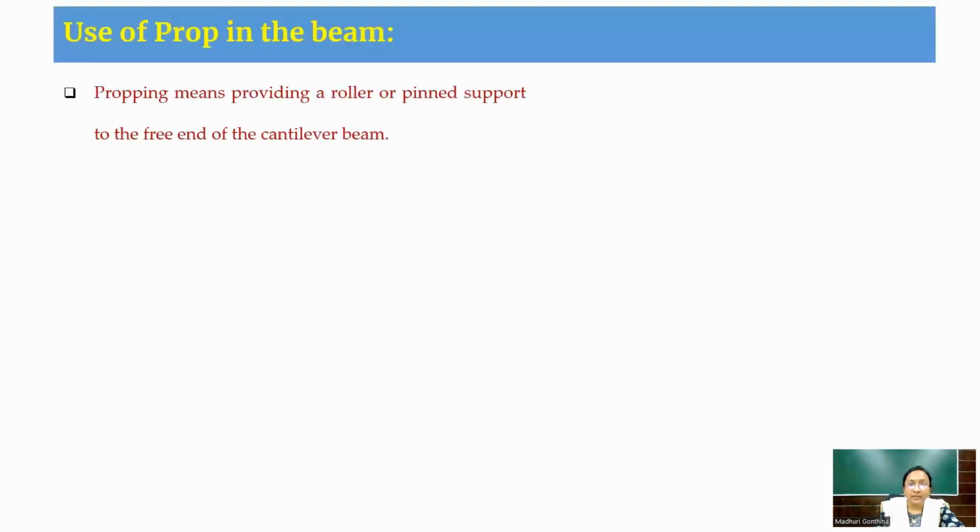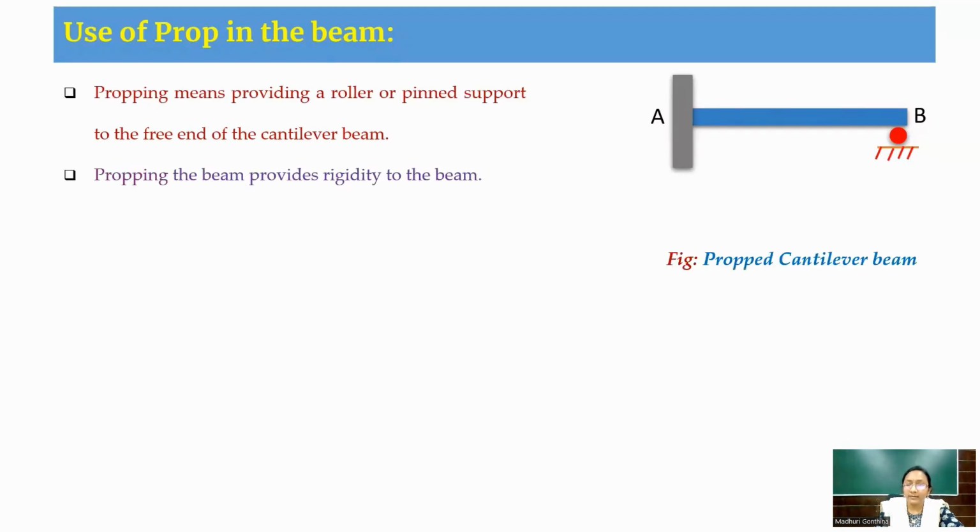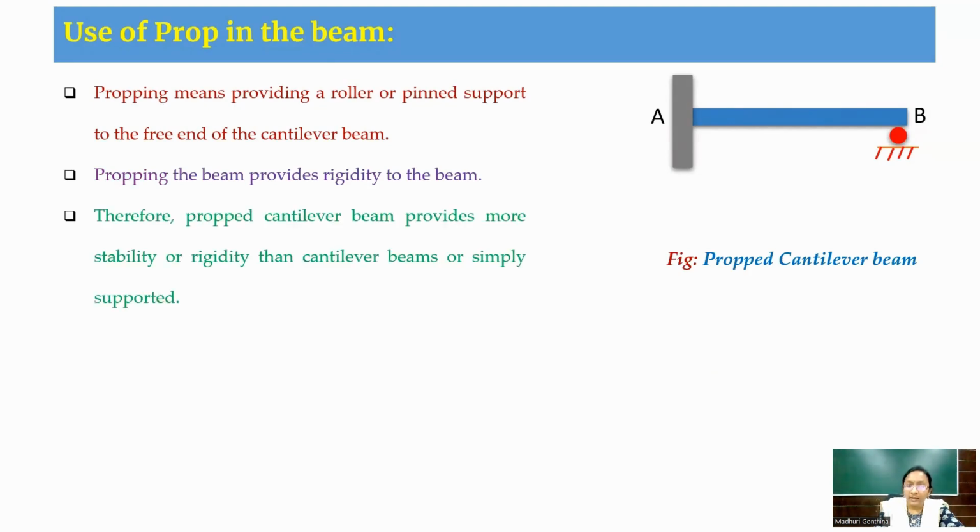Now coming to the next slide, use of a prop in your beam. While considering this proper cantilever beam, you have this prop here at this B support. Providing this prop, or a pinned support as you can call it, is providing something like a roller support to the free end of the cantilever beam itself. Therefore, by providing this prop, it is going to improve the rigidity of the beam.